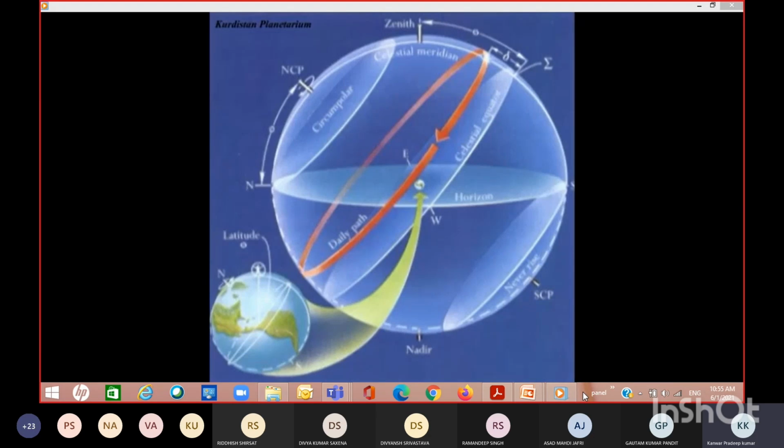At this point, I would like to explain to you one more important definition. What is a vertical circle and what is a prime vertical? Have you heard about this, read about this in the book or no?